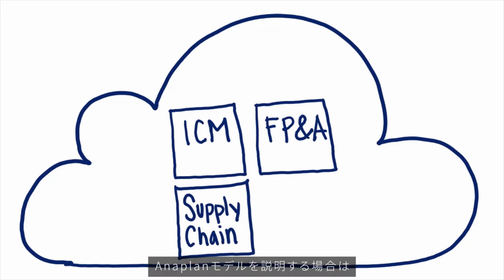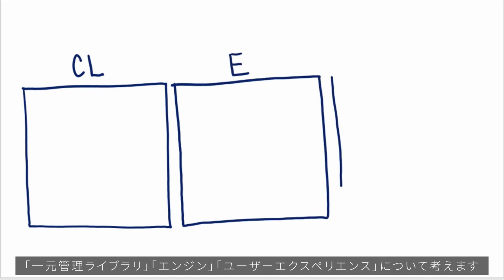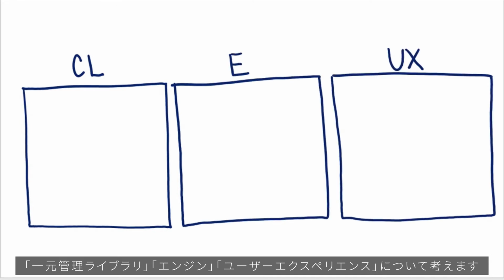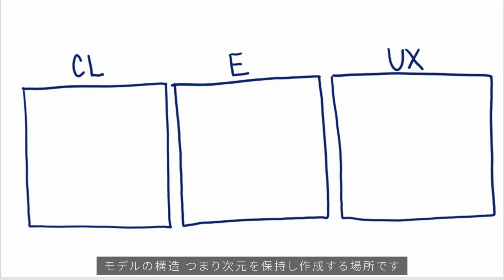So when describing an Anaplan model, we tend to think of three fundamental building blocks: the central library, the engine, and finally the user experience or UX. So looking at the central library first, this is where we hold and create the structures or dimensions of the model. Within the central library itself, there are three main areas.